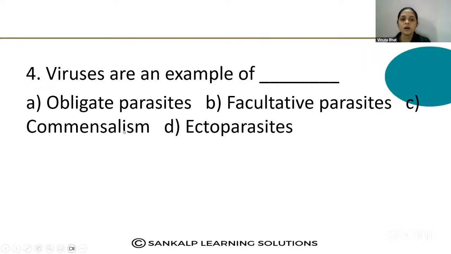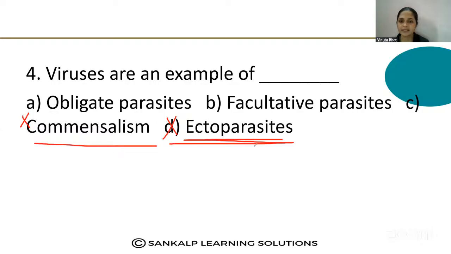Next question. Viruses are an example of obligate parasites, facultative parasites, commensalism, ectoparasites. So viruses are an example of which of the following? Ectoparasites are the parasites which are present outside the body. So virus is not commonly present outside the body, so that is not an ectoparasite. Commensalism, viruses do not show commensalism. That is an association of two organisms, so it is not found in viruses.